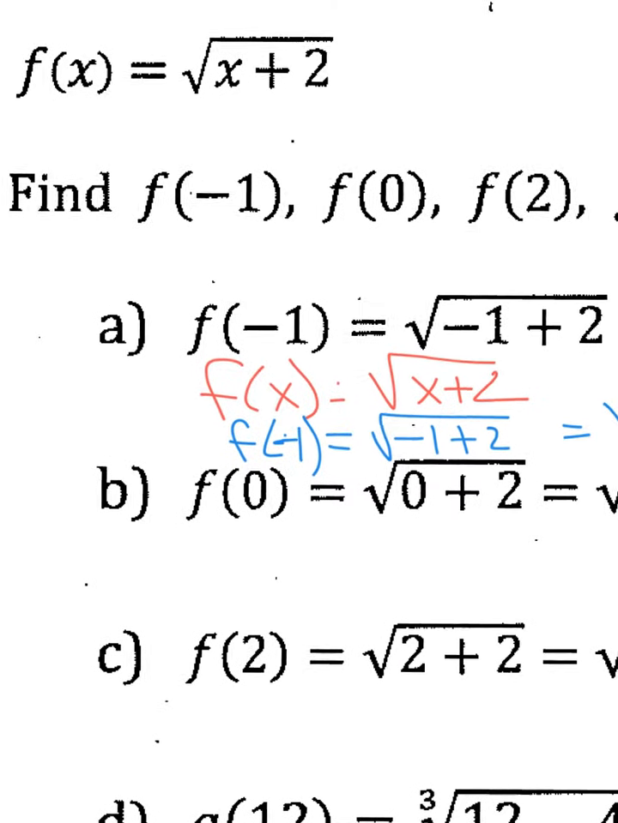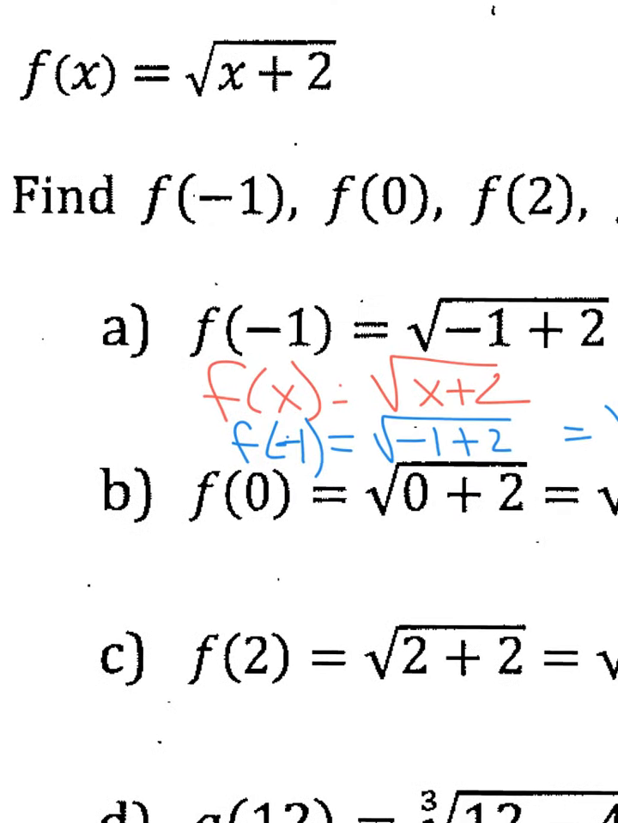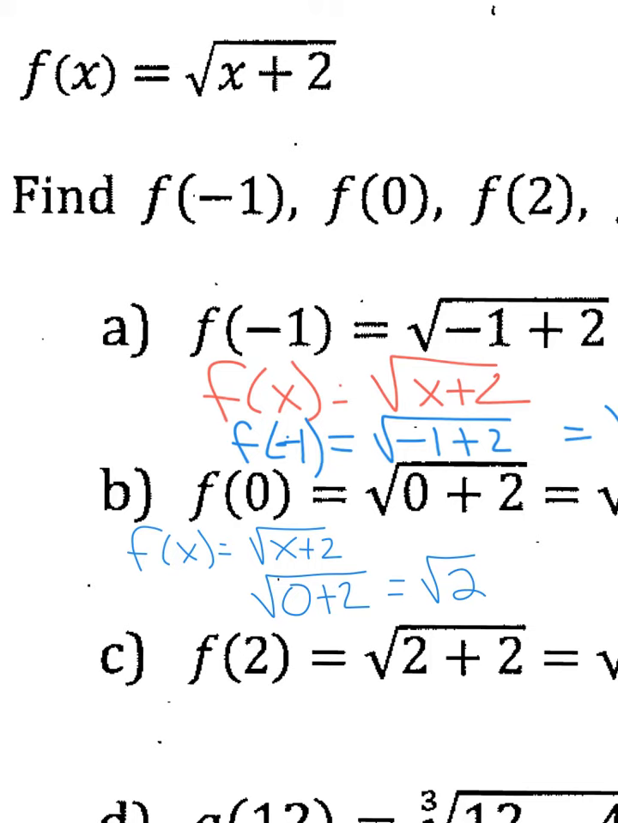To find f of 0, again, we're going to use the same function. F of x equals the square root of x plus 2. To find f of 0, we put the 0 in, we replace x with 0 in the function. We have the square root of 0 plus 2, which is the square root of 2. So f of 0 equals the square root of 2.